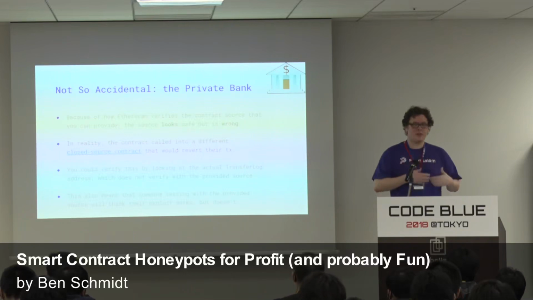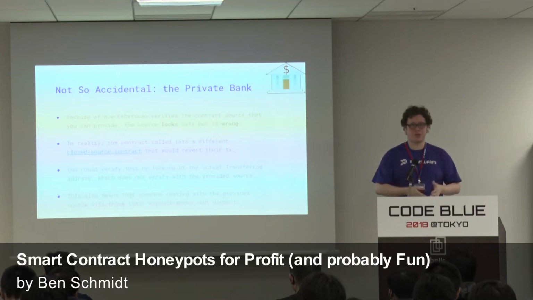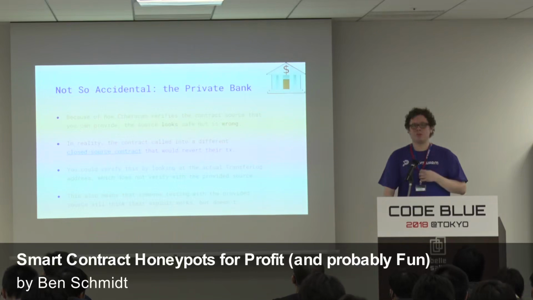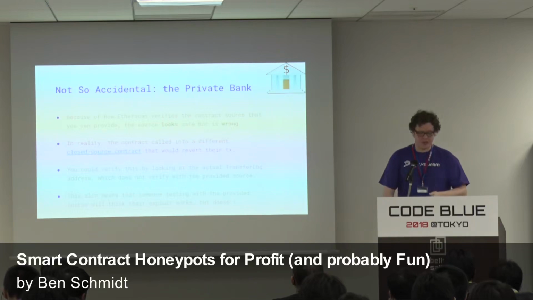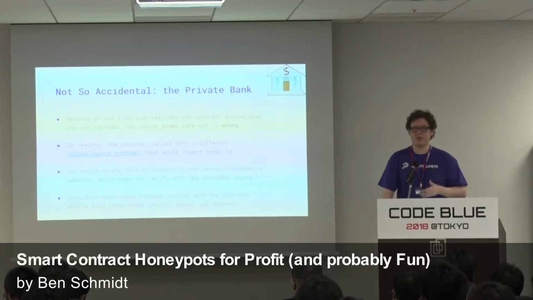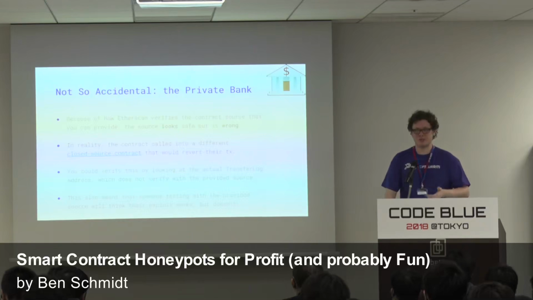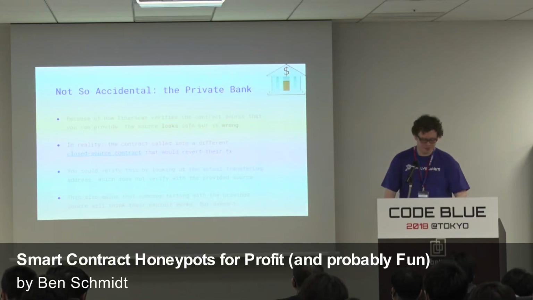So when the attacker actually went to deploy this contract, they deployed a closed source contract, which was entirely different from the source code that they provided to Etherscan. This log contract would actually revert anyone's transaction unless it was theirs. You could verify this by looking at the actual transfer log address, and you cannot verify it with the provided source. In fact, it looks like a lot of code has been added. Interestingly, this also means that even if you tested it, given the source code provided, you think your exploit works, but it doesn't actually.